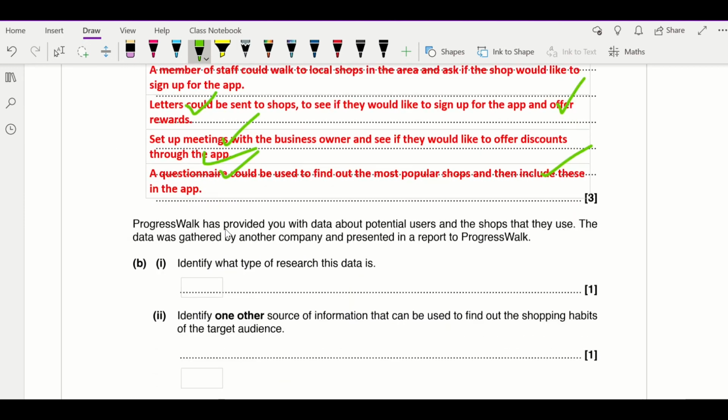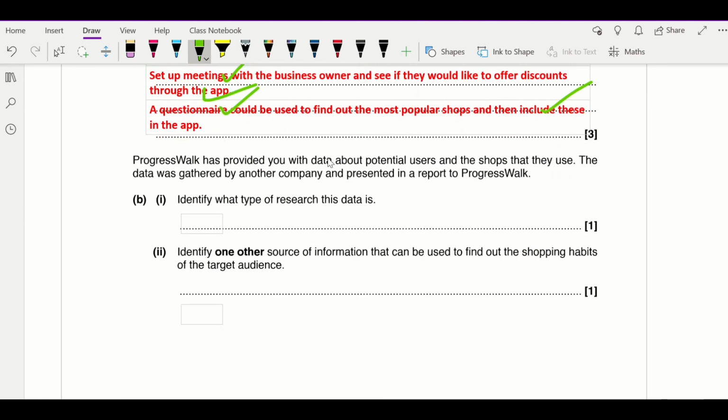Okay, so the next part, it says Progress Walk can provide you with data about potential users and the shops that they use. The data was gathered by another company and presented in a report to Progress. So here we know that it's by another company, so it's not primary, so therefore it's got to be secondary, and that's what we have to do, secondary.